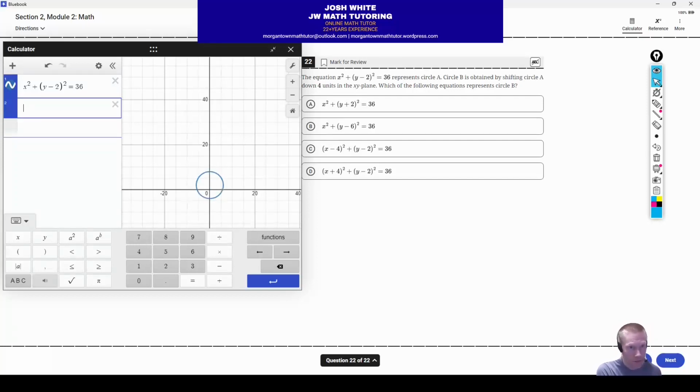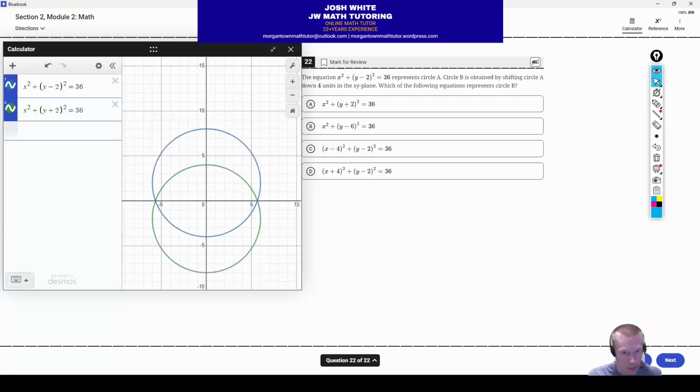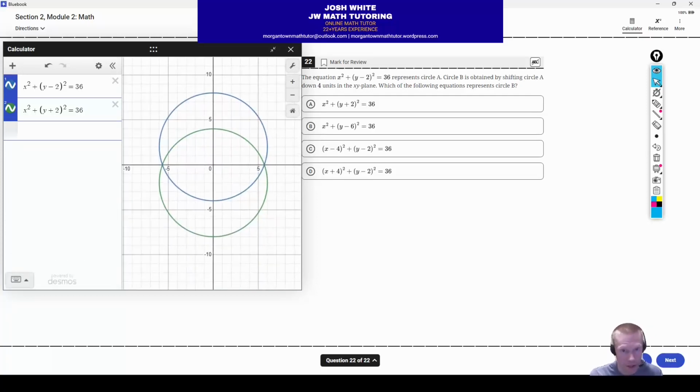So there's the original. Okay, there is the new circle. Let me just zoom in to get a better picture of it. All right, so let's see here. This first circle has a point of 0, 8 at the top, in the center. Okay, this new circle has a point of 0, 4. Is that shifted down 4 units? Sure looks like it. This one has 0, -4 to 0, -8. So A is going to be the correct answer.